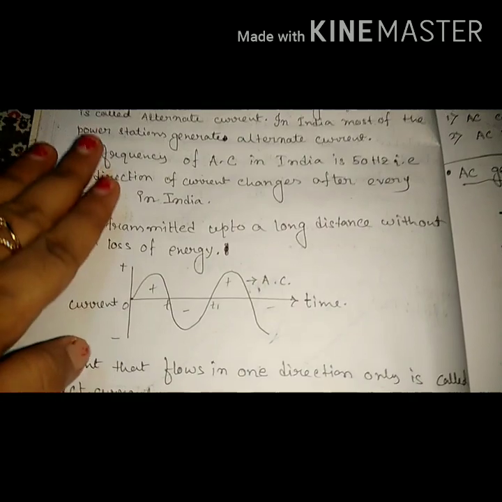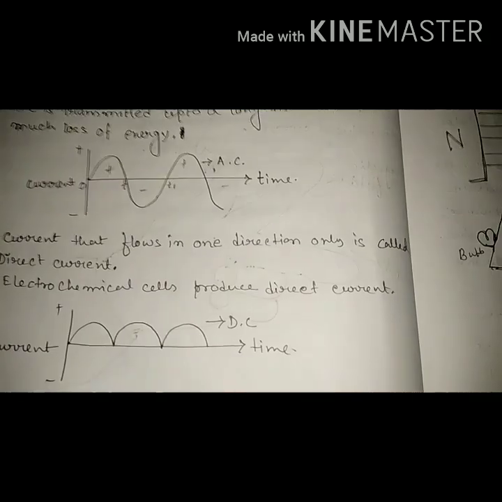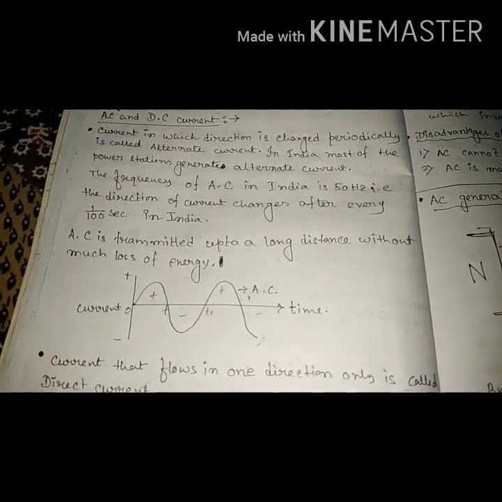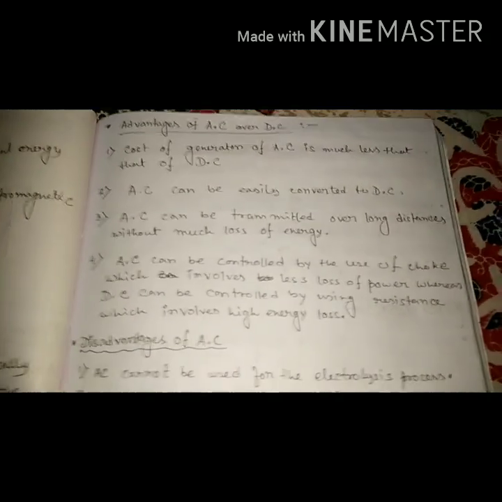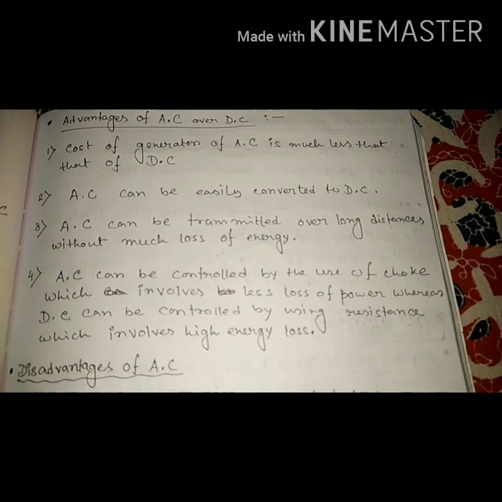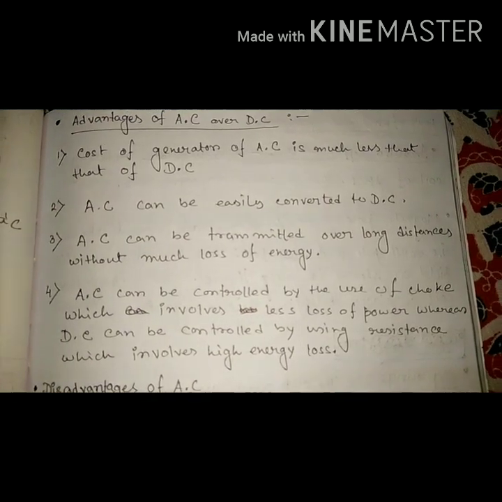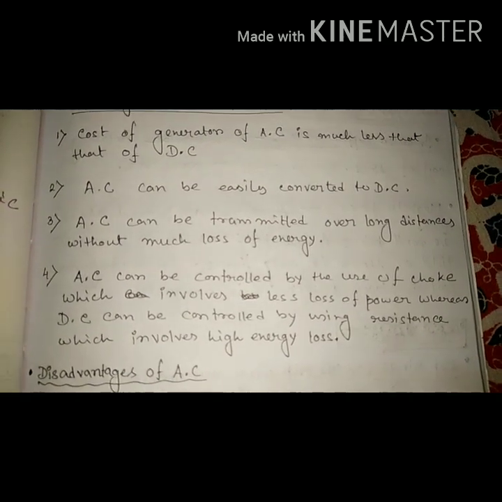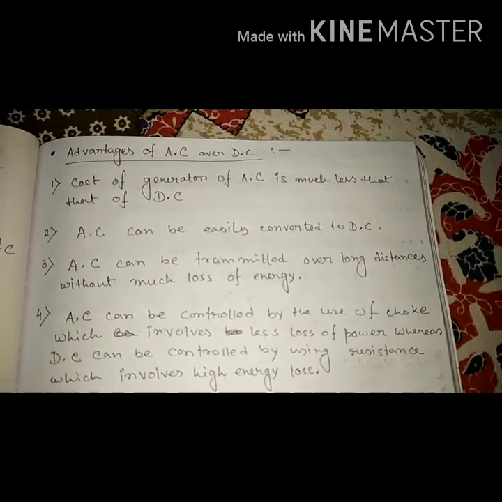This is the definition of AC, this is the definition of DC. This is the wave nature of AC and DC. DC has only one direction, AC has two directions, because it changes its direction periodically. Now here we also write the advantages of AC over DC. The cost of an AC generator is much less than that of a DC one, because here the energy loss is very little and it is transmitted over long distances, whereas electrochemical battery cells are lots of, and their cost is very high.